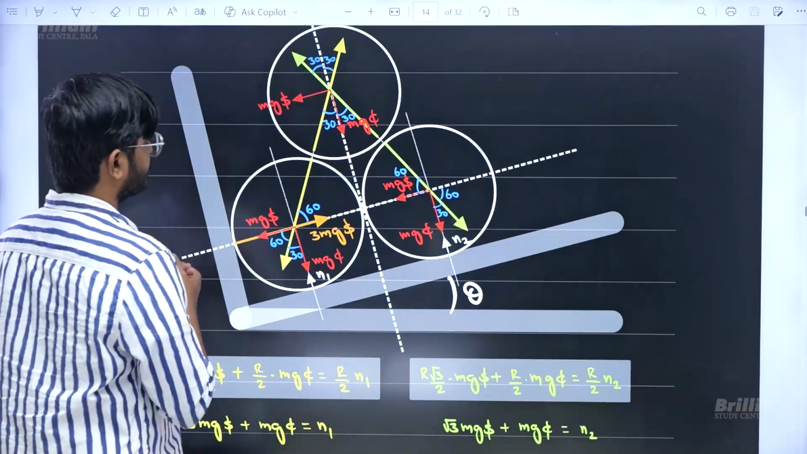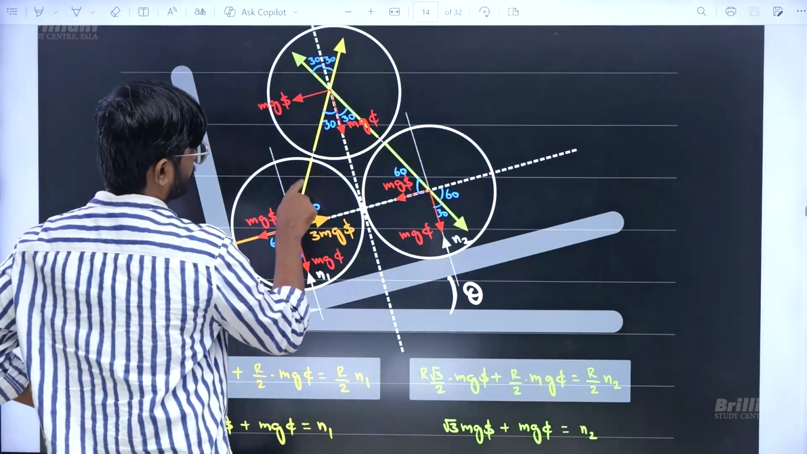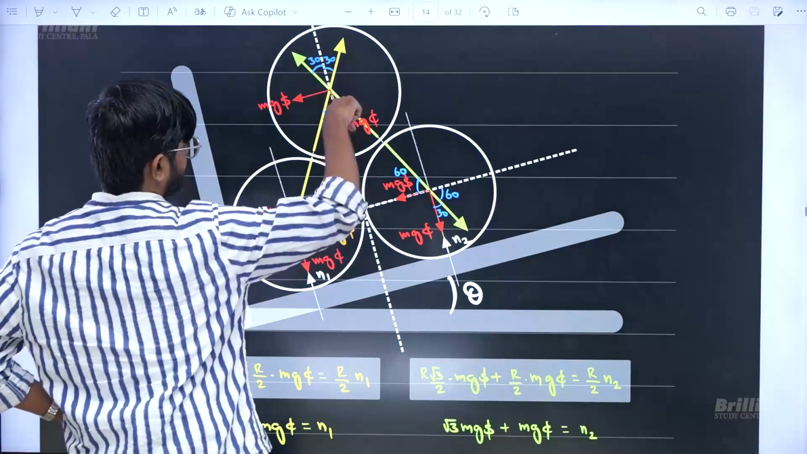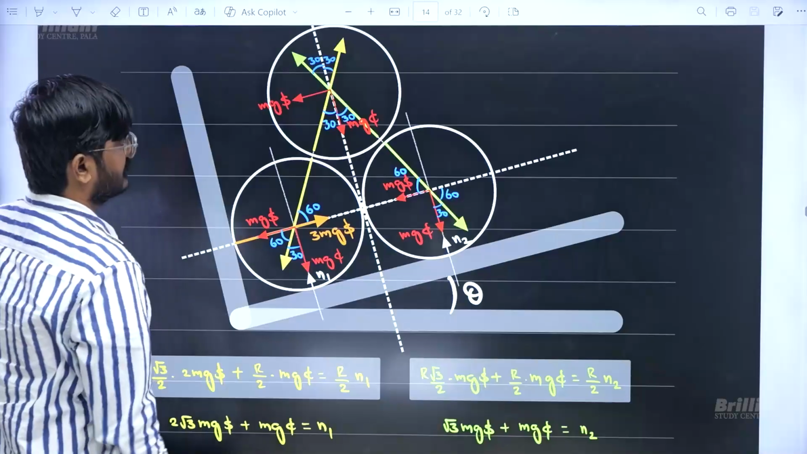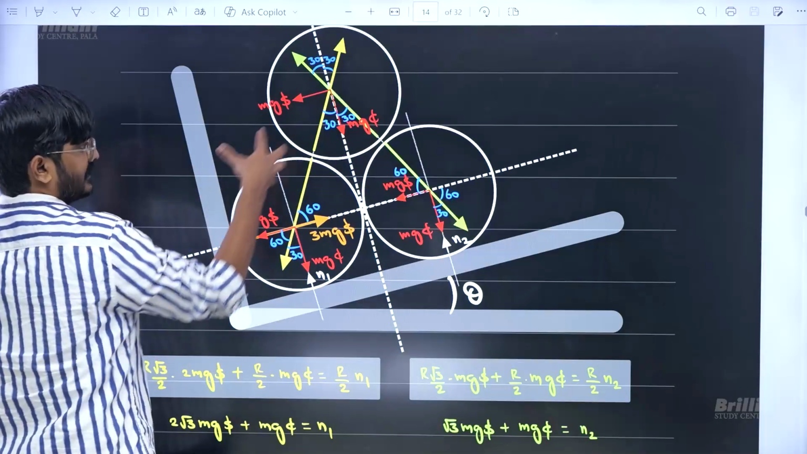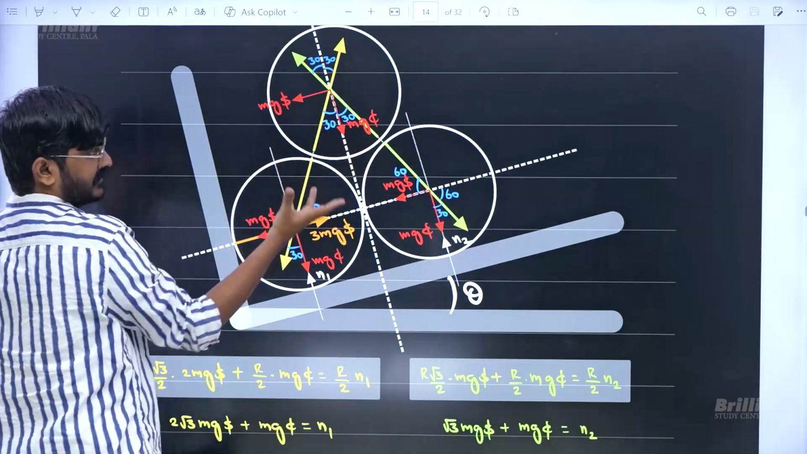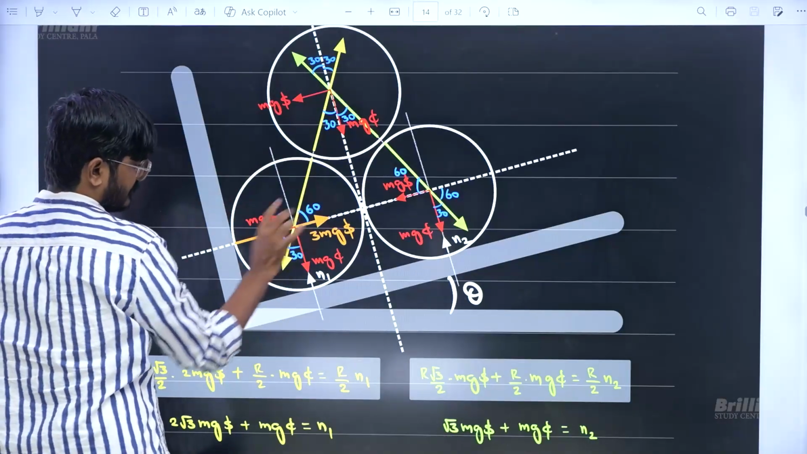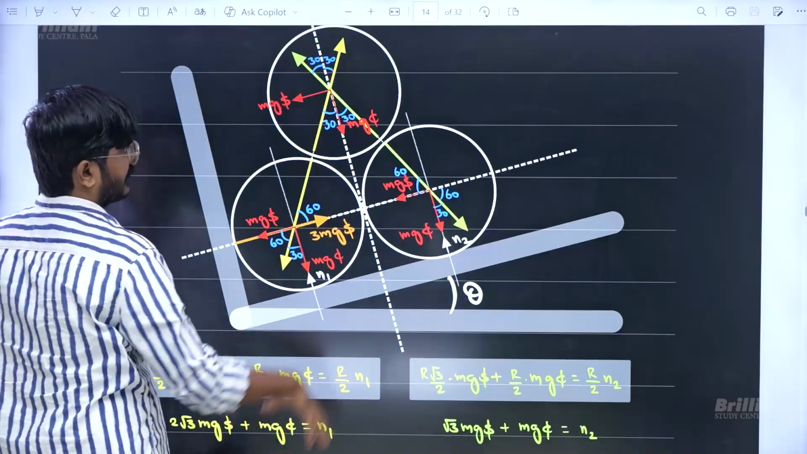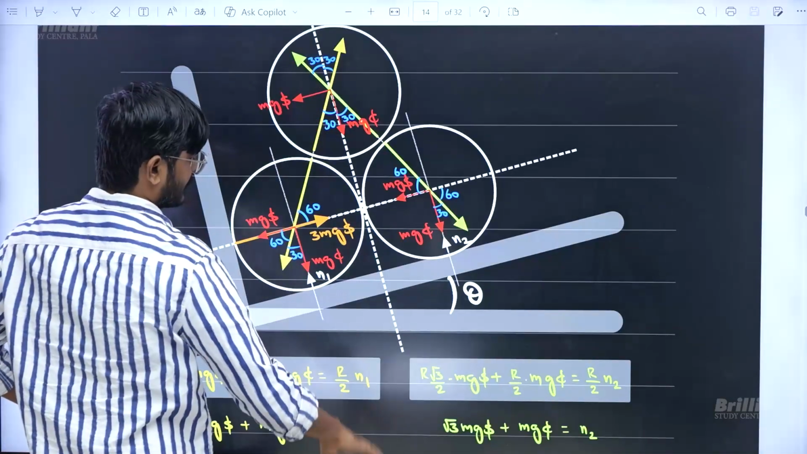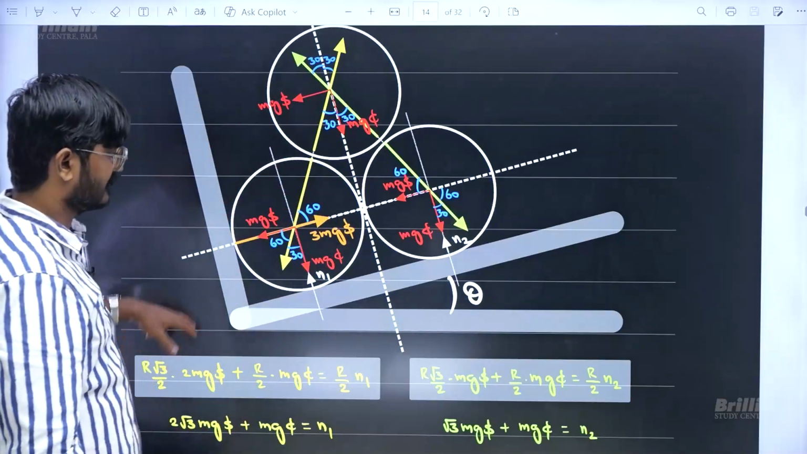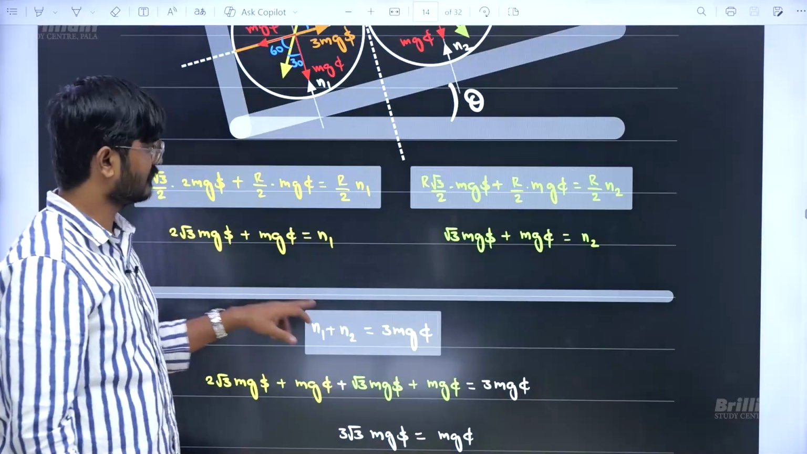Now apart from that, there will be normal from this one onto this one, action, reaction. Apart from that, there is 3 mg sin theta this way. Net force for this entire system is 0, everything is in equilibrium. So 3 mg sin theta in this direction will be opposed by 3 mg sin theta from here. Again 3 mg cos theta in this direction, so N1 plus N2 is 3 mg cos theta.